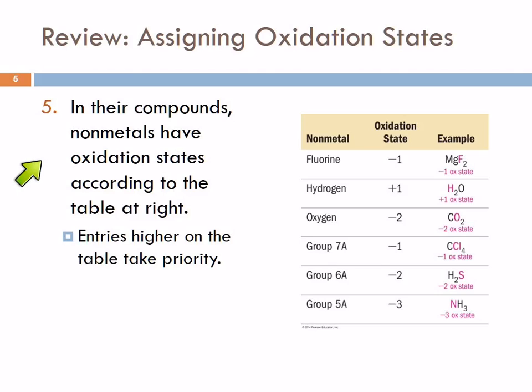And then the one that takes a little work to memorize is the nonmetals. We have this order here: fluorine, hydrogen, oxygen, and then 7, 6, 5. So fluorine gets to be -1, hydrogen gets to be +1, oxygen gets to be -2. Those oxidation states correspond to the preferred charges that those elements would have as monatomic ions, but we have to assign them in order of priority. Any questions yet? Should be review.